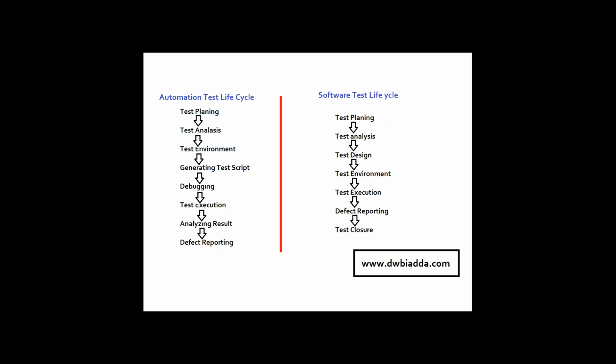Whereas in our automation test lifecycle, we have different phases: test plan, test analysis, test environment, generating test script, debugging, test execution, analyzing the result, and defect reporting. It is a different process from manual testing, so we follow them in different ways. Later we will discuss the differences between the automation test lifecycle and the software test lifecycle.